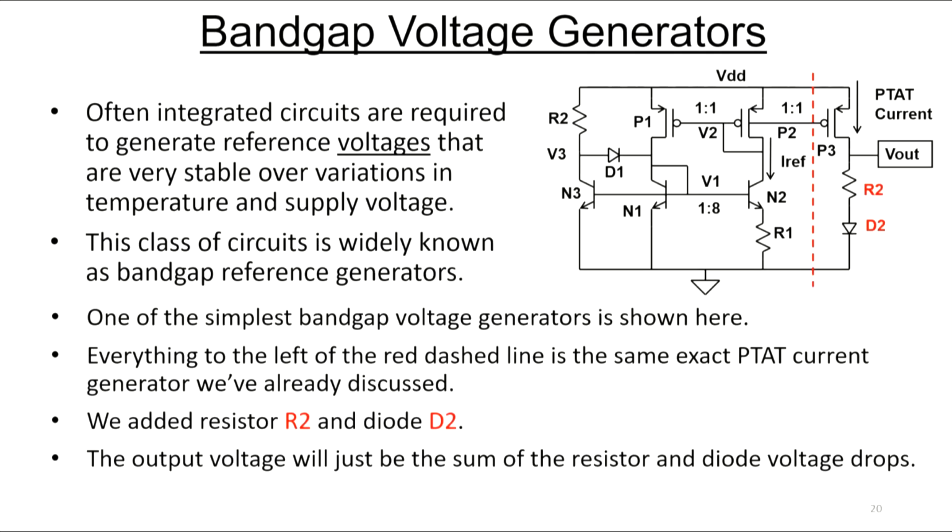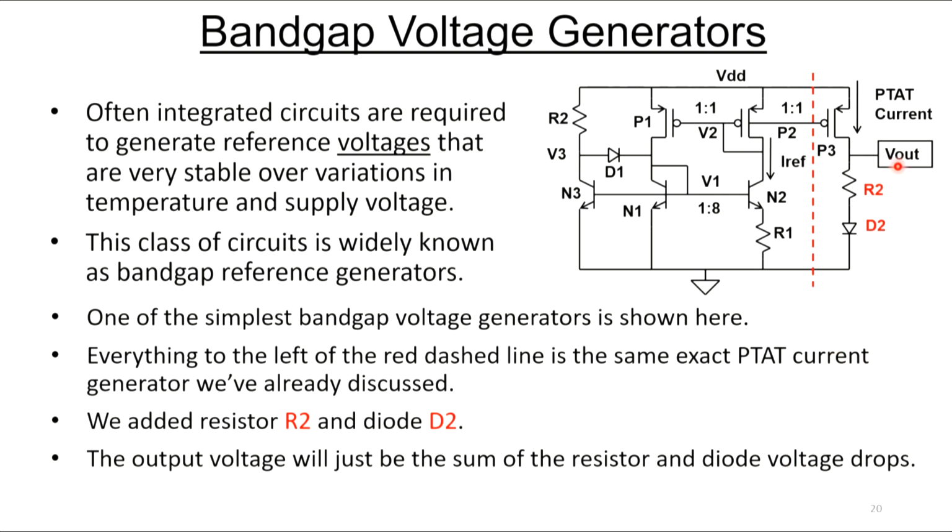So in addition to currents, sometimes integrated circuits are required to generate voltages. And those voltages, we want them to be stable over variations in temperature and supply voltage. So this class of circuits is widely known as bandgap reference voltage generators. And I'm going to show the simplest bandgap over here. If you look at this, everything to the left of the dashed line is that same PTAT current generator that we've been talking about all along. And all it does is generate a PTAT current. All we've done is we've taken that PTAT current and dumped it through a resistor and a diode.